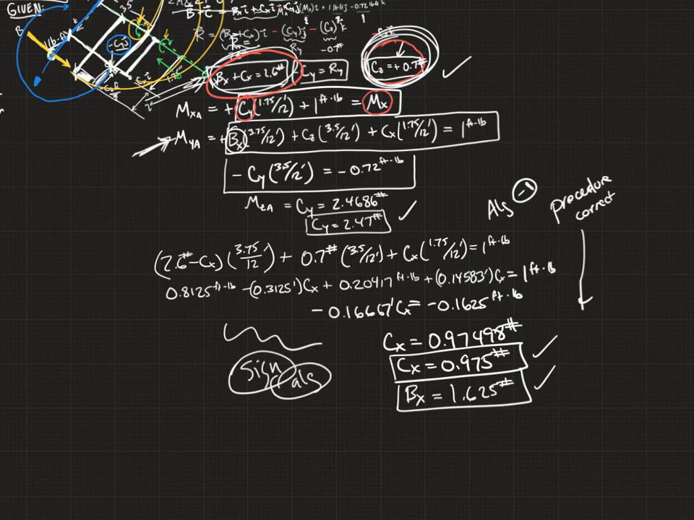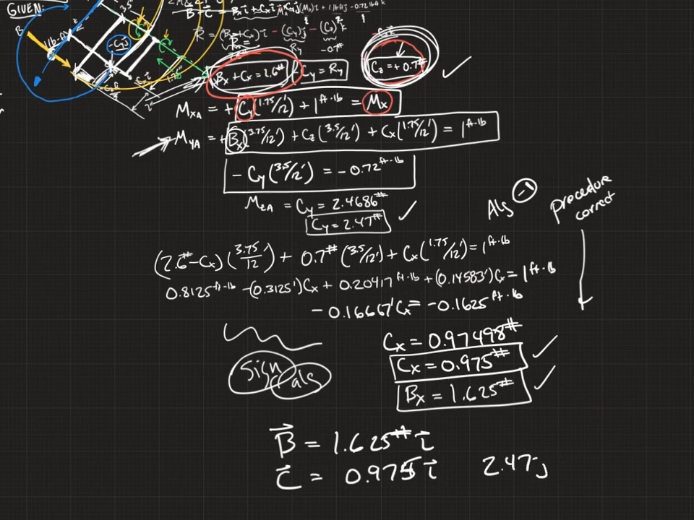this were the final answer, then the way you would present it is you would say, well, B equals 1.625 pounds in the i direction, and C equals, let's see here, 0.975 i, the y is 2.47 j, and the k is, where's the k direction?